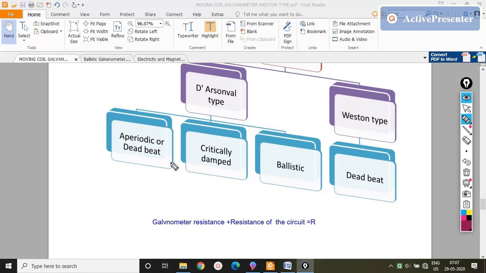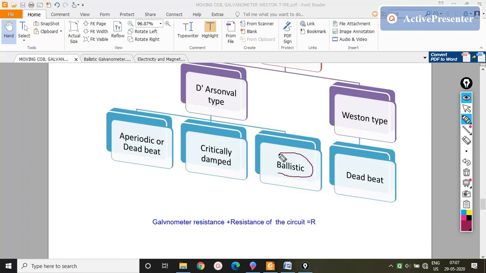So in both these cases, to make them dead beat or critically damped, the simple thing is that the coil should be wound over a conducting frame so that the induced EMF opposes the wavering motion of the coil.